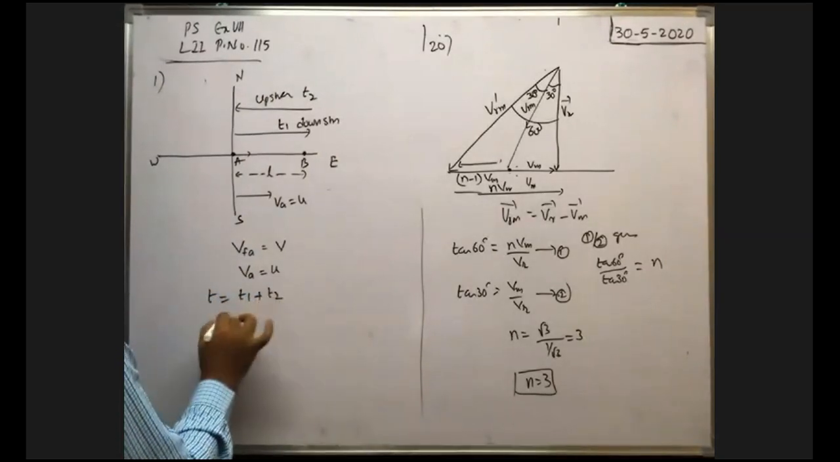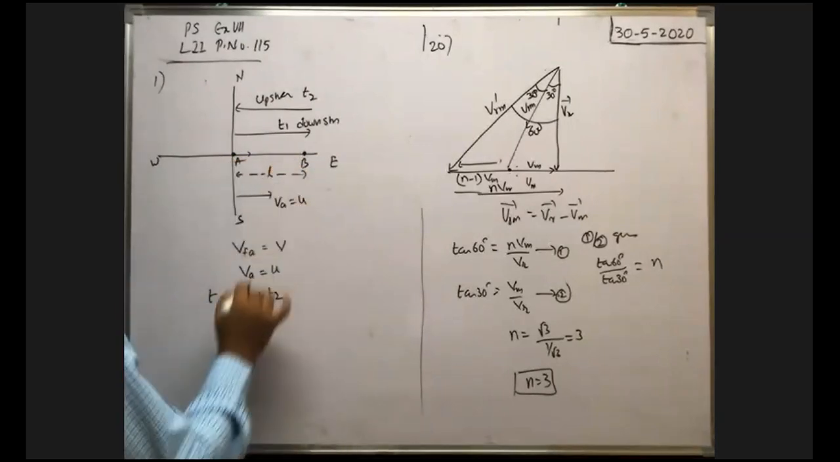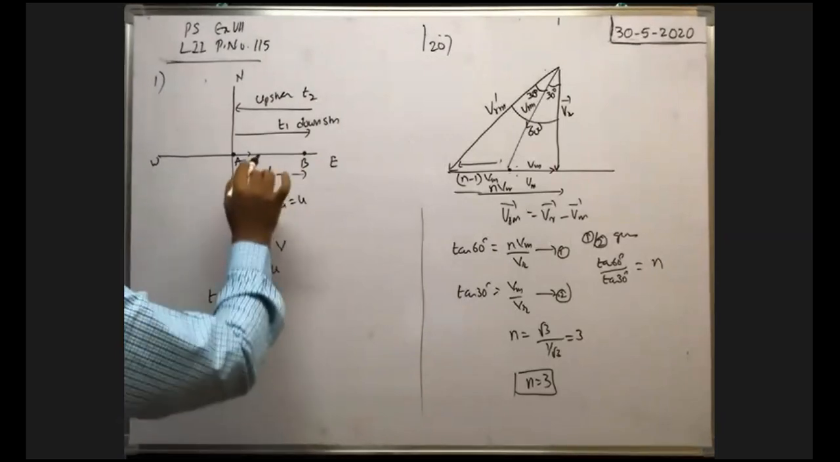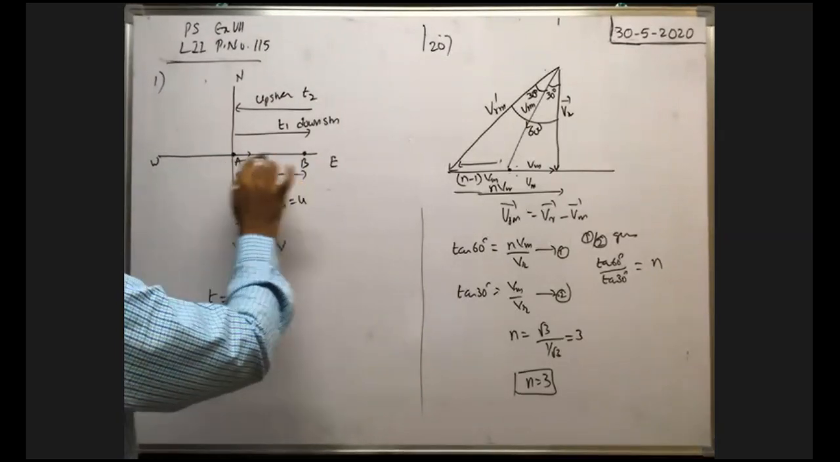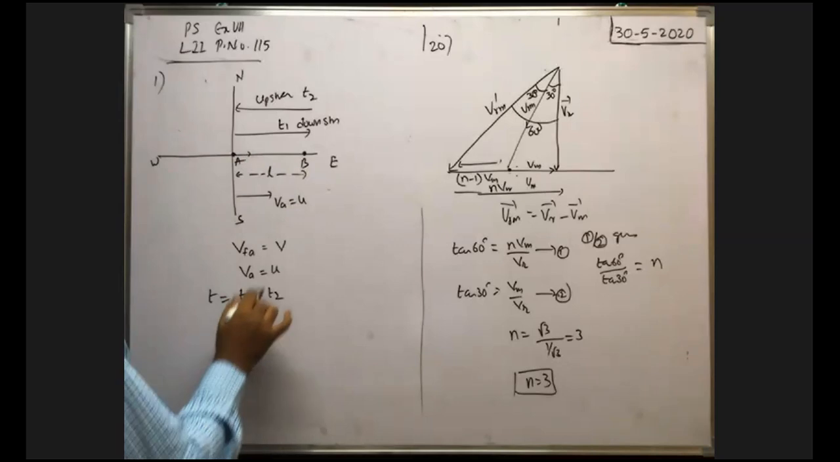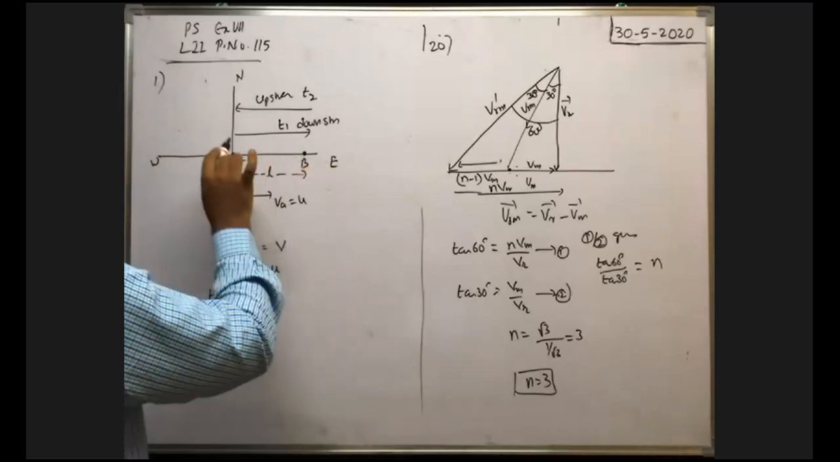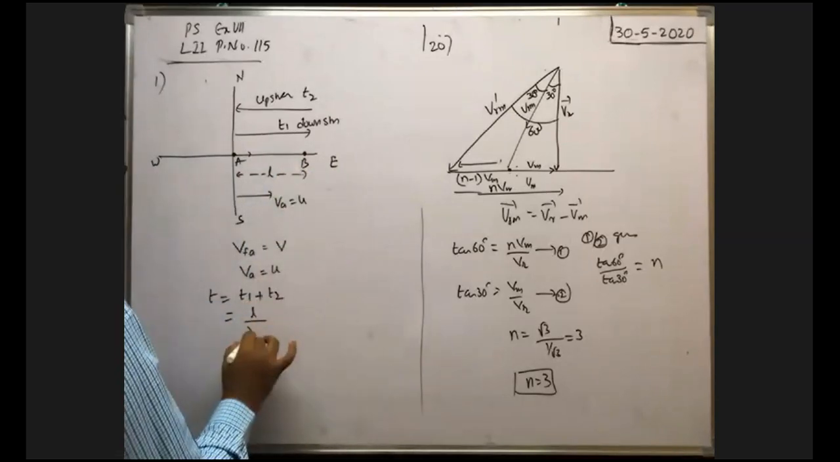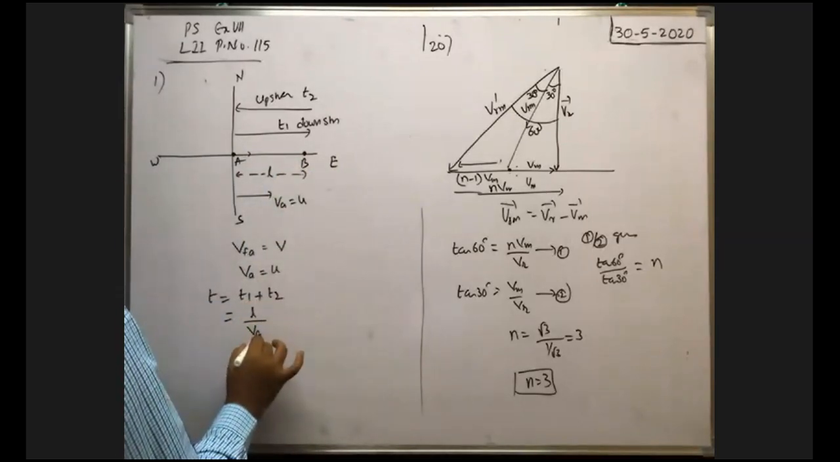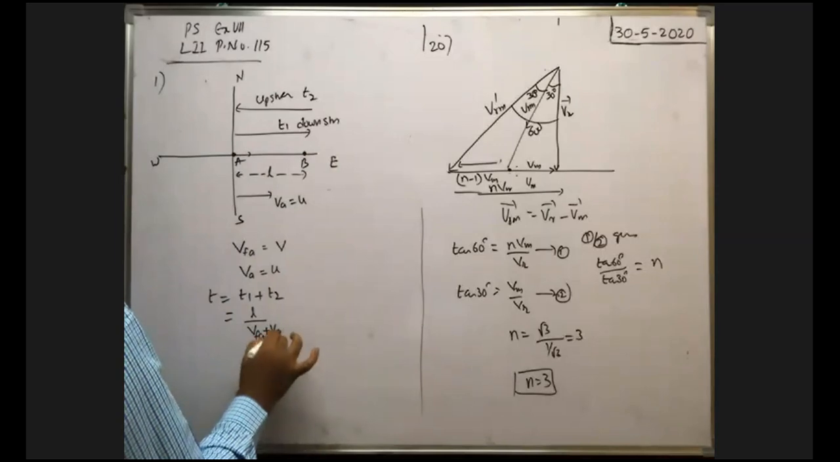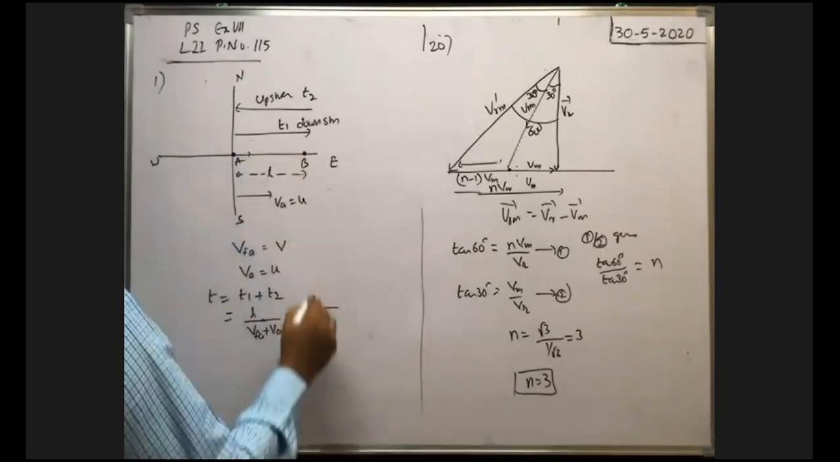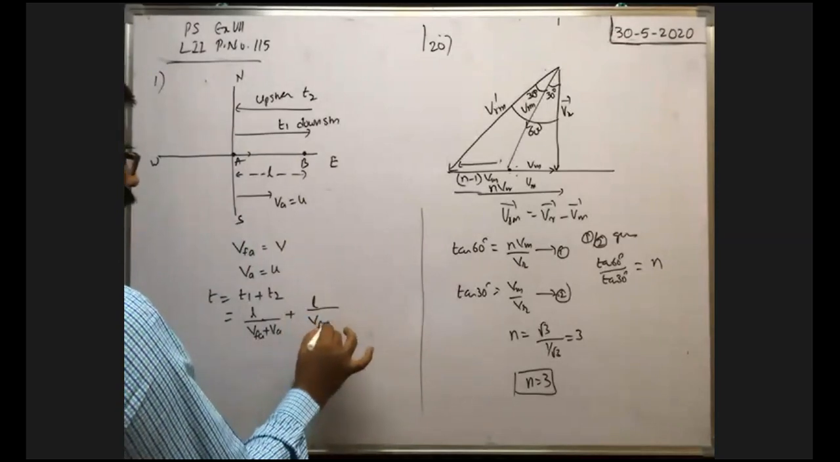Now, what is T1? T1 is downstream. Downstream means the distance to be traveled from A to B, L, divided by the speed of the flight in this direction. As air is in this direction, the velocity of the flight with respect to air is also in the same direction. That's why the resultant velocity of the flight with respect to earth is v of a plus v a. T2 means L divided by the upstream speed of the flight, that's why v of a minus v a.